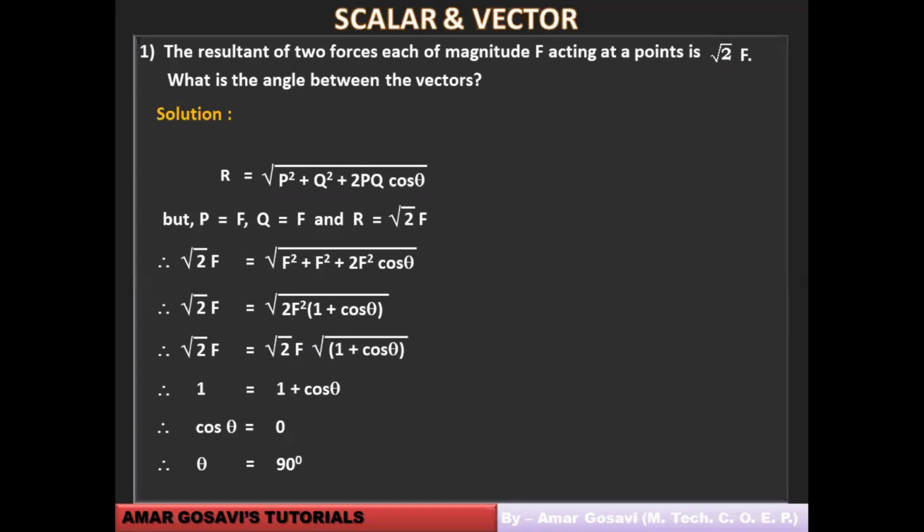And when can cos of any angle be 0? When that angle is 90 degrees. So these two forces are perpendicular to each other. This is what it indicates. This is how you find out the angle between the two vectors using the formula for resultant under the given situation. Hopefully you have understood this problem, friends.